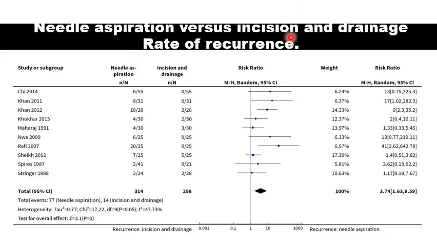The Cochrane review of the results of recurrence from needle aspiration versus incision and drainage showed clearly the superiority of the incision and drainage method over all the studies. There wasn't a single study which showed better results for the aspiration, and the net result was clear, with a risk of about 4 times for recurrence after needle aspiration compared with incision and drainage.